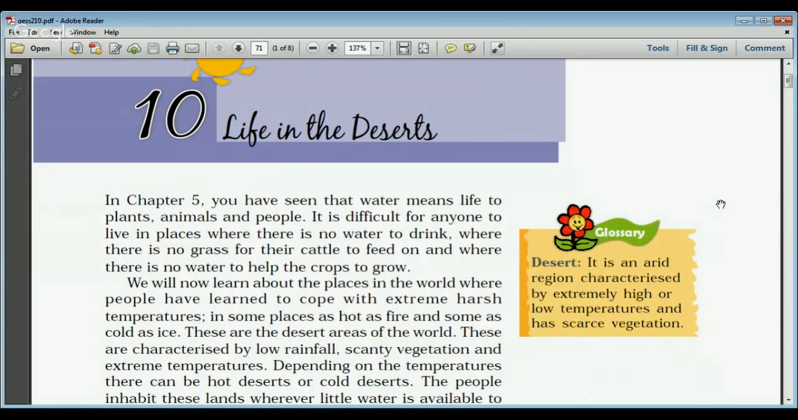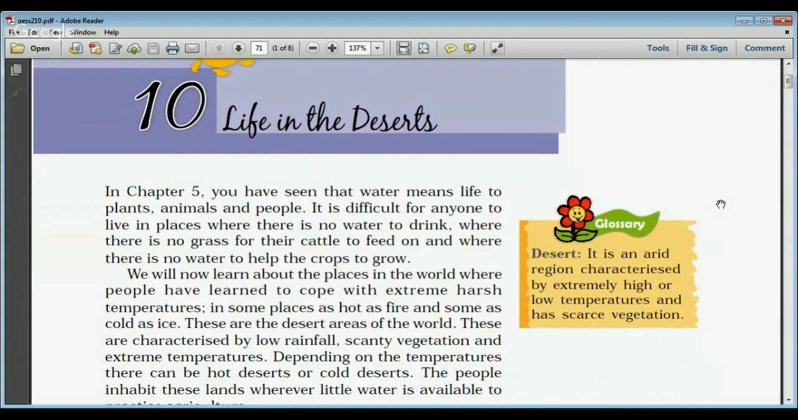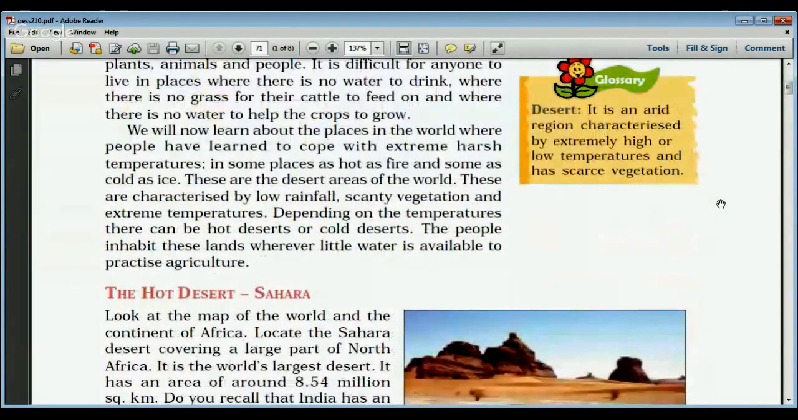Now see the places in the world where people have learned to cope with extreme harshness, some places as hot as fire, and some places as cold as ice, and these are known as the desert areas of the world. And I've told you that these are characterized by very low rainfall. So rainfall is very low in the desert regions, and that is the reason for the scanty vegetation and extreme temperature in the desert region.